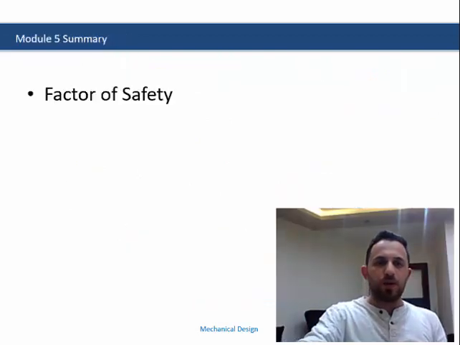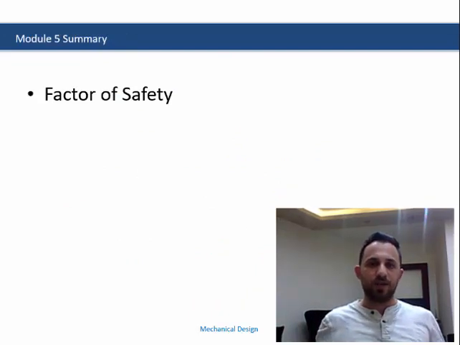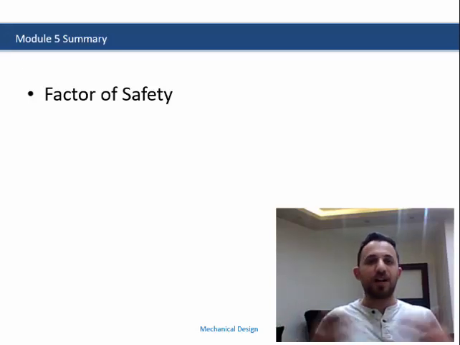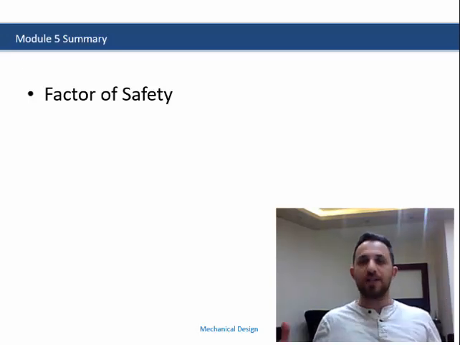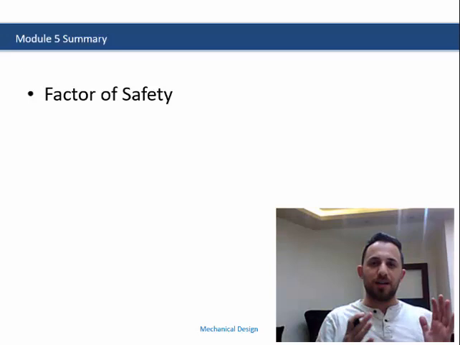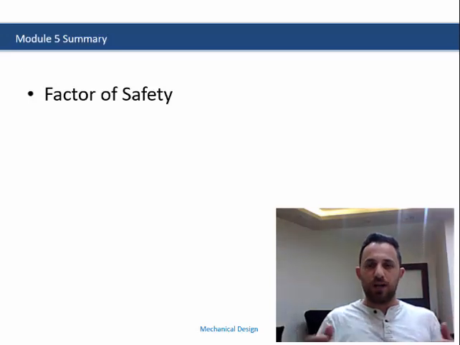Alright, so in this session we discussed the factor of safety and we compared it to the design factor. We said they are the same in meaning, but they are numerically different, in that the factor of safety is the final factor of safety in design, while the design factor does not take into consideration the variabilities that may occur at early stages of the design.